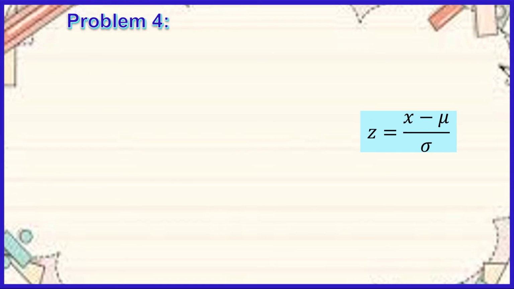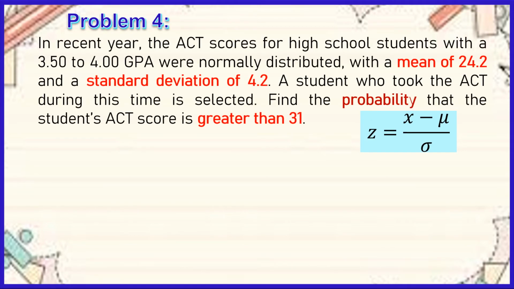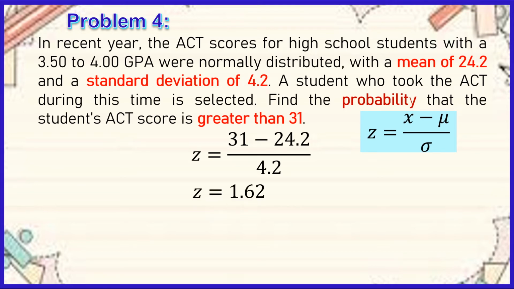Let us have problem number 4. In recent years, the ACT scores for high school students with a 3.5 to 4 GPA were normally distributed, with a mean of 24.2 and a standard deviation of 4.2. A student who took the ACT during this time is selected. Find the probability that the student's ACT score is greater than 31. So using the formula, we have 31 minus 24.2 over 4.2. Using the calculator, it is approximately equal to 1.62.